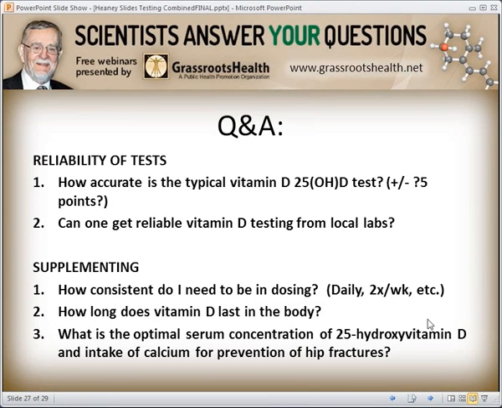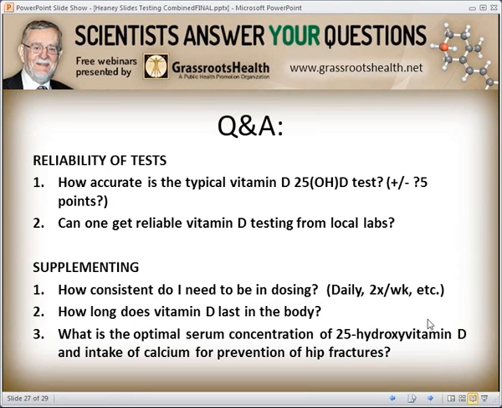Okay, I'm here. All right. The reliability of tests. How accurate is the typical vitamin D 25-hydroxy-D test? Well, there isn't a typical one, unfortunately, but the accuracy is going to be plus or minus, say, 7%. That'll be a smaller number for a low value and a larger number for a high value. It's a percent variation, but somewhere in the range of 5 to 7% is probably as close as you can do. But it depends on how good the lab is. They're difficult tests.